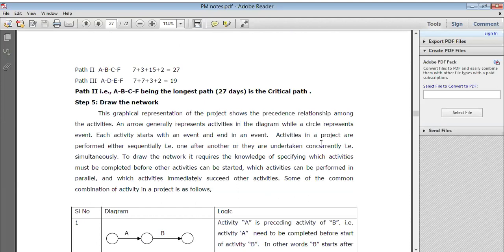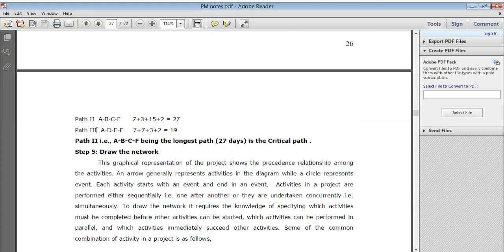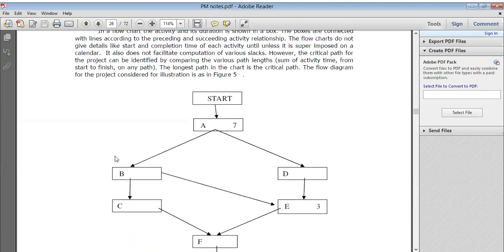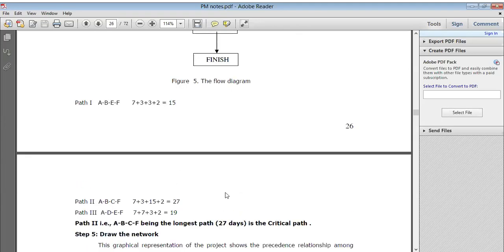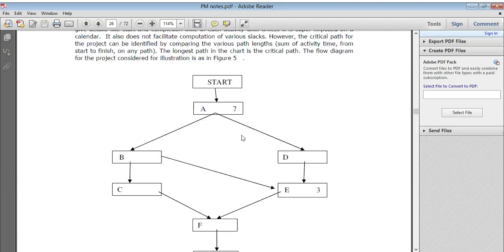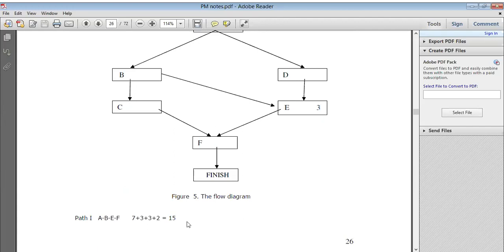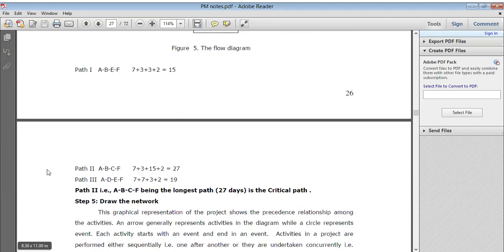Now here we have calculated the graph, right? The network diagram. So here path 2 is A B C F, path 3 is A D E F, right? First the A B C F path, then the A B D E path, then whatever the amount you put, you just highlight it. The A D E F path, right? So here it is A D E F. Here you show it through the arrow, and then calculate the total, right?